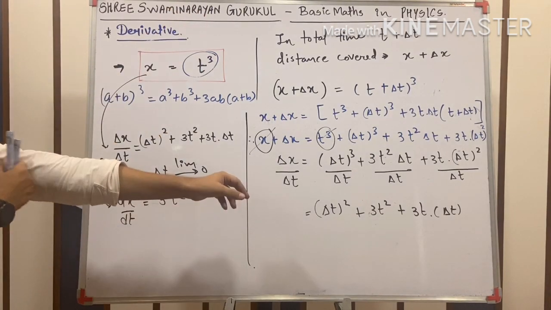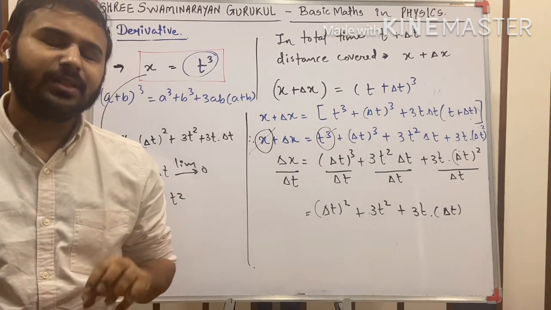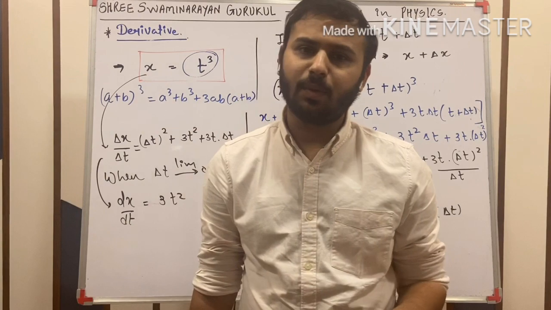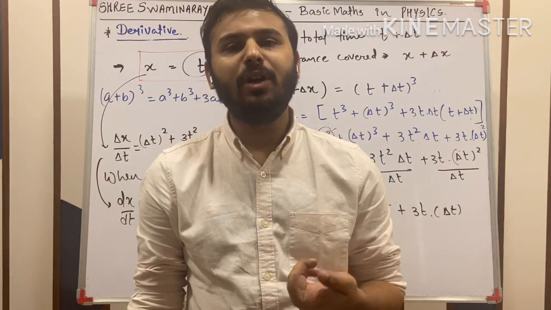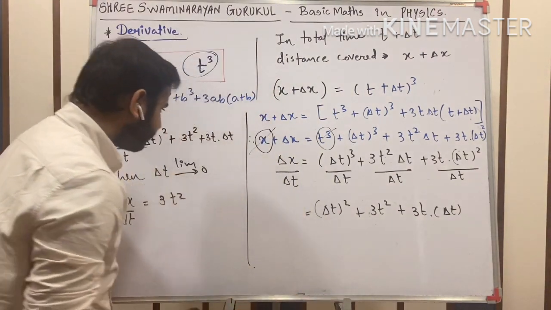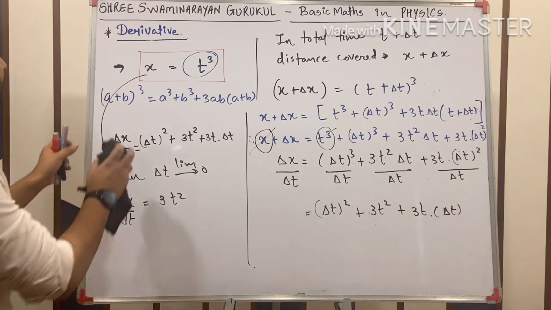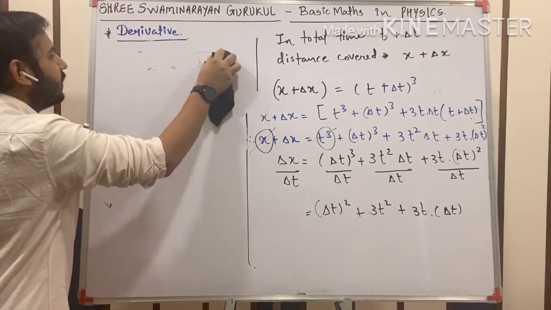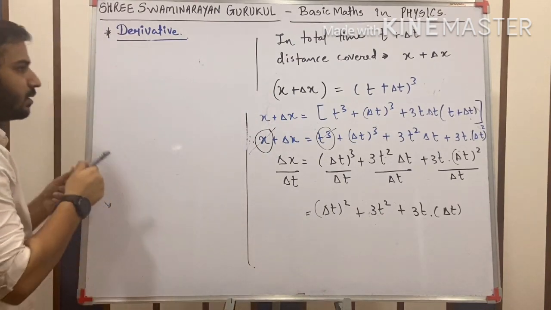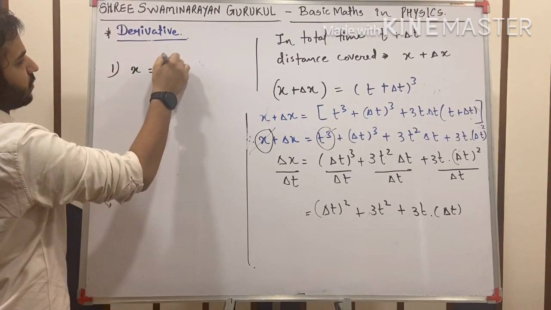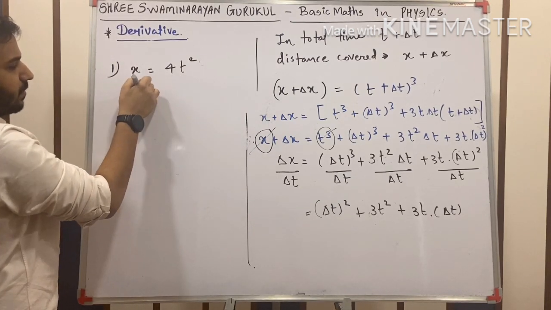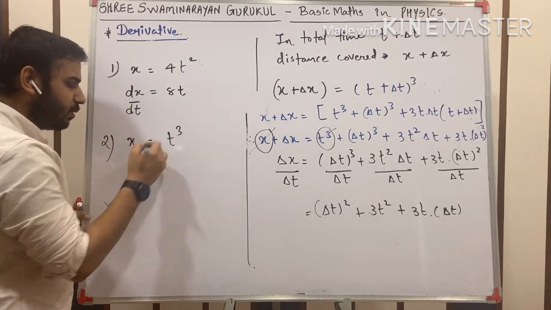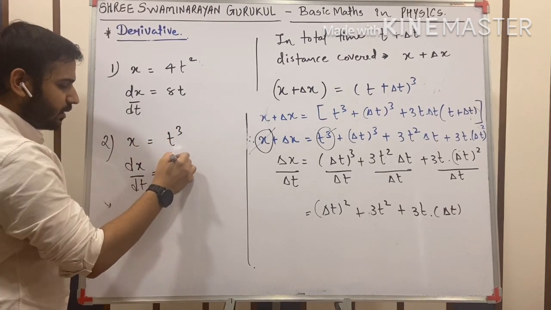Okay. So this is the basic fundamental of differentiation, that we are going to discuss the rate of change with respect to time or with respect to any other quantity, but for an extremely small interval. Fine. So let me just remove all this. We have solved two questions. First was x is equal to 4t square, dx by dt was 8t. Second is x is equal to t cube, dx upon dt is 3t square.